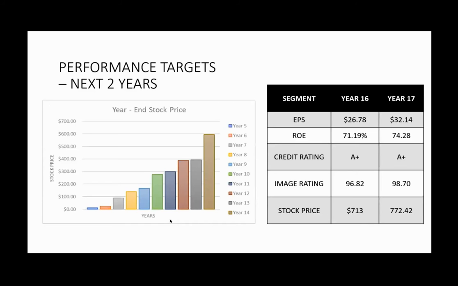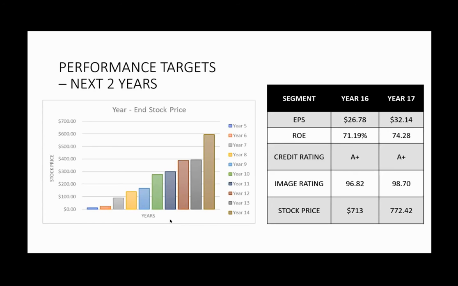So all of my co-managers and I sat down together, and we wanted to set another goal for the next 2 years. Our team decided that for our EPS, we wanted to increase our profit by 15% in year 16 from year 15, and then 20% for year 17. So an increase of 15% in year 16 and an increase of 20% in year 17. That will give us $26.78 for year 16 in our EPS and $32.14 in year 17.